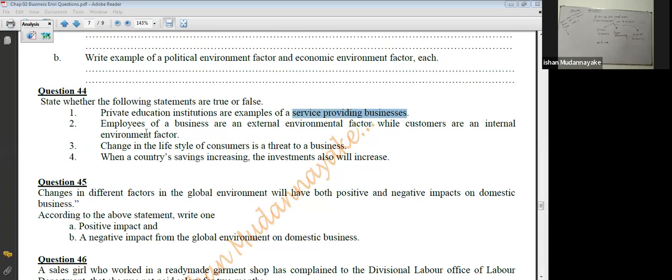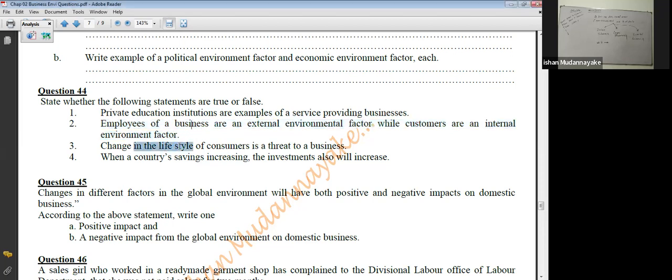Second one: employees of a business are external environmental factors, while customers are internal environmental factors. True or false? False. Yes, correct. The second one is false.